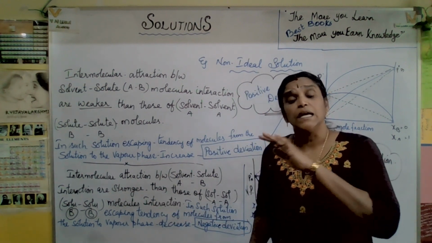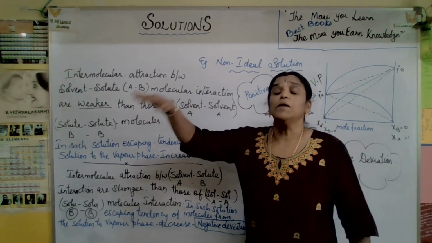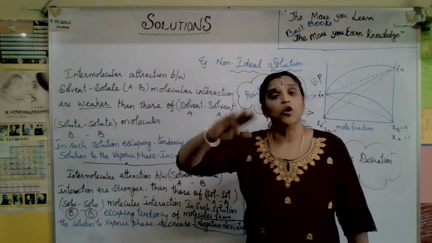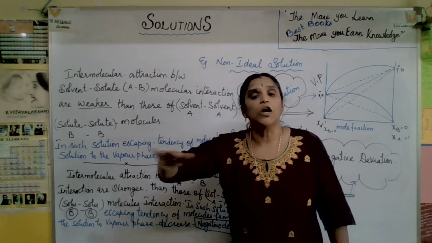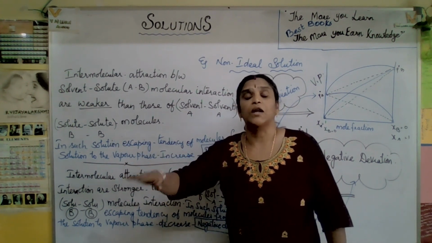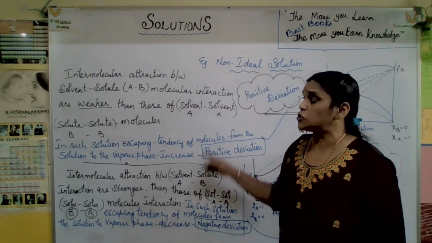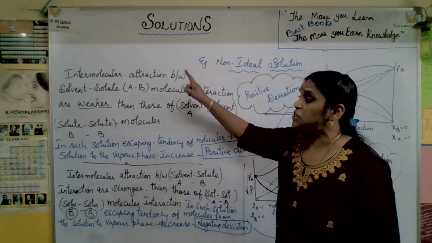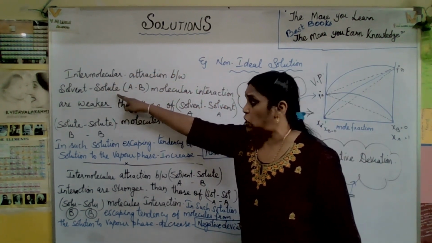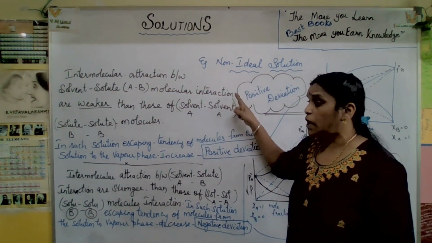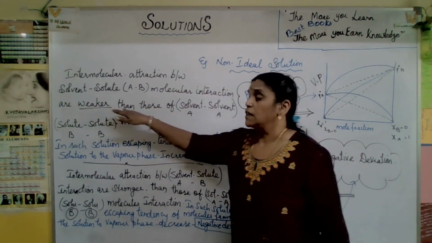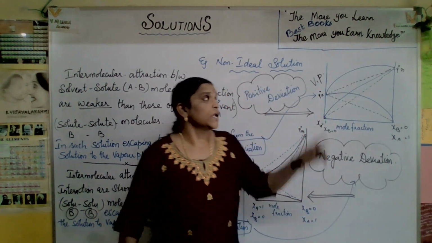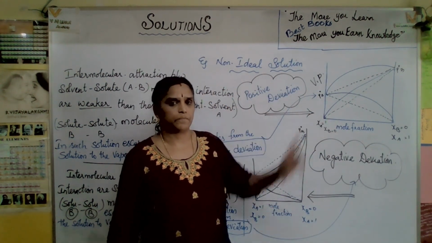As we have seen here in ideal solution, the molecular interaction will be of the same order whether it is solvent-solute, solvent-solvent, or solute-solute. Whereas in non-ideal solution, when you are talking about the positive deviation, the intermolecular attraction between solvent and solute, that is A and B, is weaker than those of the solvent-solvent and the solute-solute. That is why the vapor pressure is higher.